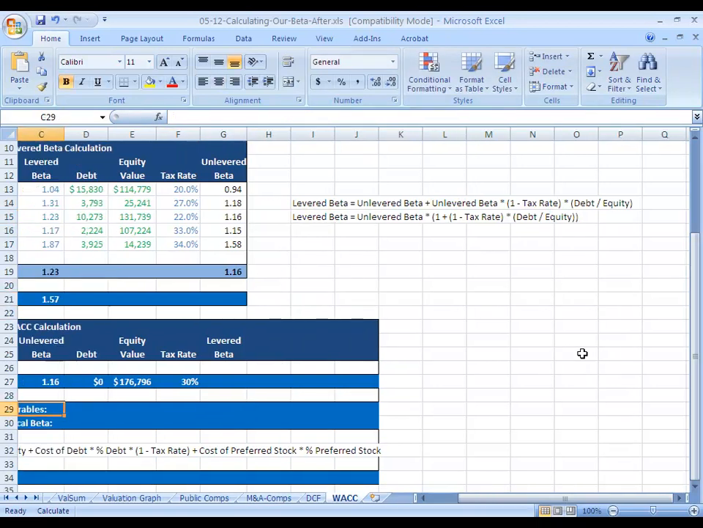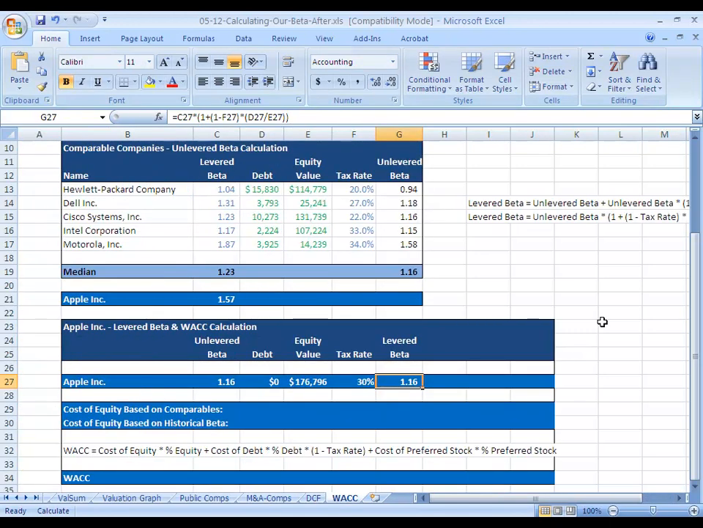So we're going to use this exact formula. I'm going to say that levered beta here equals our unlevered beta times 1 plus 1 minus tax rate times the debt to equity ratio. And as expected, we see that in this case, the levered beta is exactly the same as the unlevered beta.